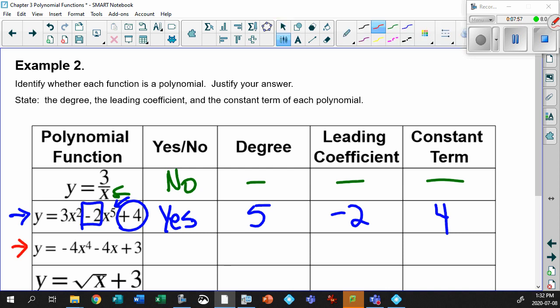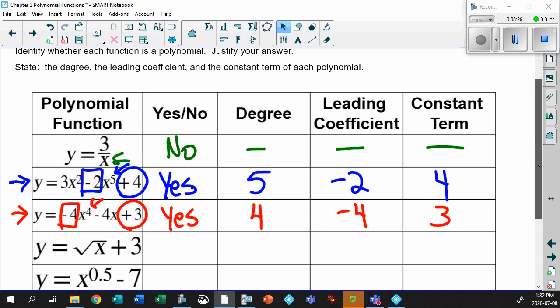Okay, is this a polynomial? Well, yeah, it is. Yes, because all the exponents are nice positive whole numbers. Its degree, yeah, looks like 4. Its leading coefficient goes with the highest degree. That's -4. Doesn't have a constant? Oh, yeah, there it is. +3. That's your y-intercept. Oh, this is a piece of cake.